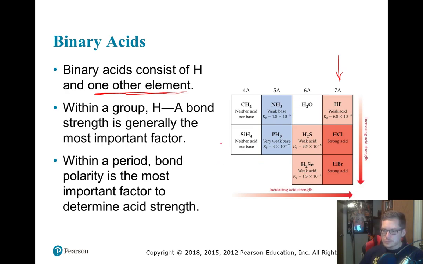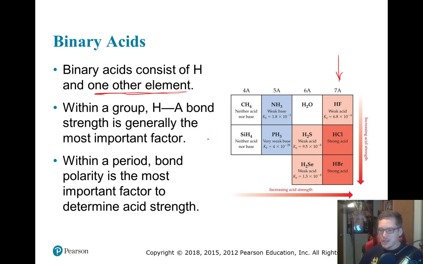Then ammonia versus PH3, you can see that it goes from a weak base to a very, very weak base, 4 times 10 to the minus 28th. This acts like an acid much more easily.